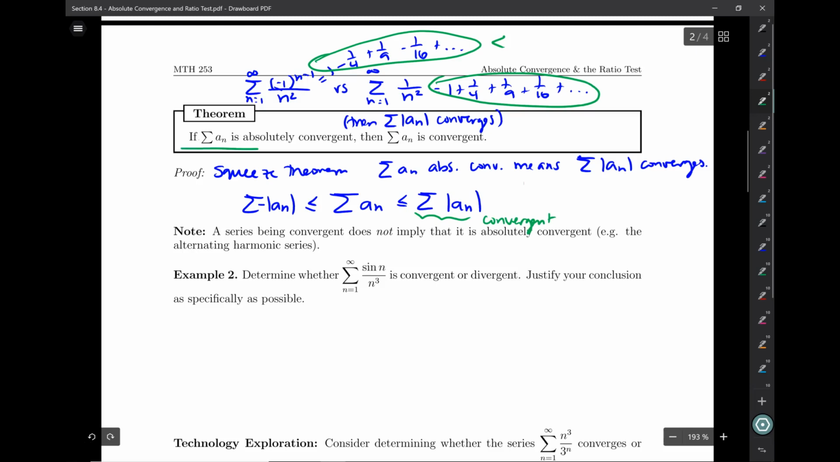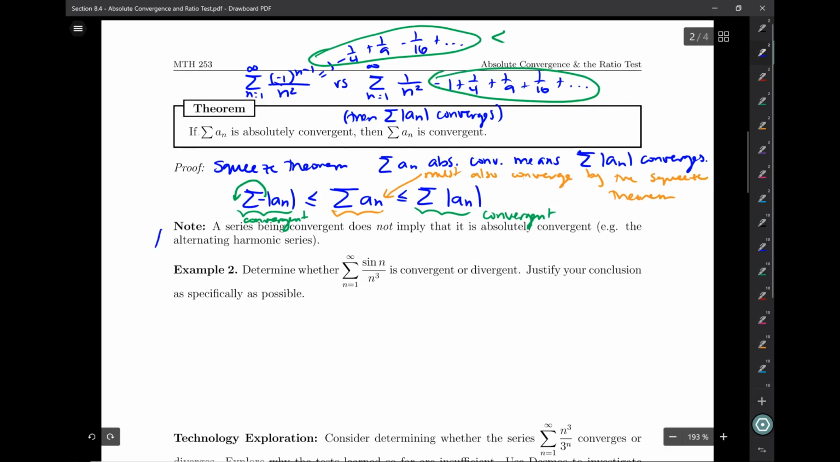We know it's convergent because, again, we were told that. And we know that this is convergent because you can just pull the negative sign out in front, right? And that also then is convergent. And so that means that this series must also converge by the squeeze theorem. Again, pretty quick, straightforward proof, but it's always nice to see some different theorems that we've learned in the past at work. So let's move forward.